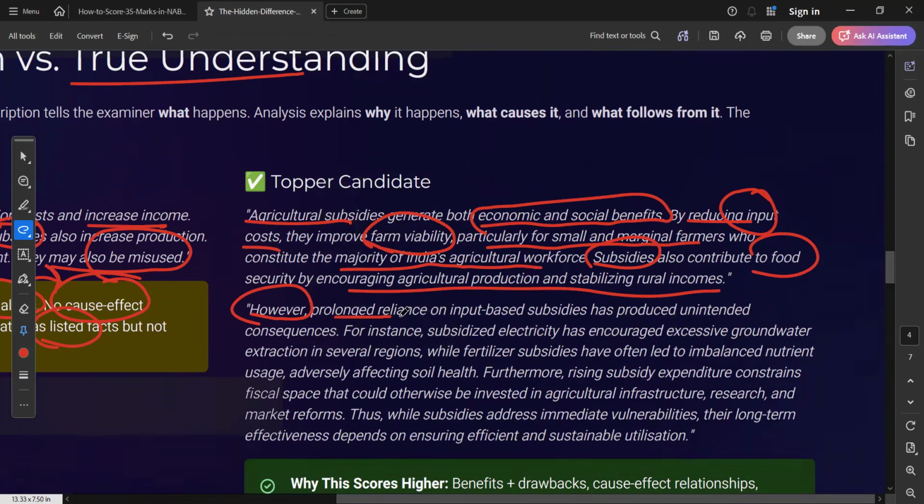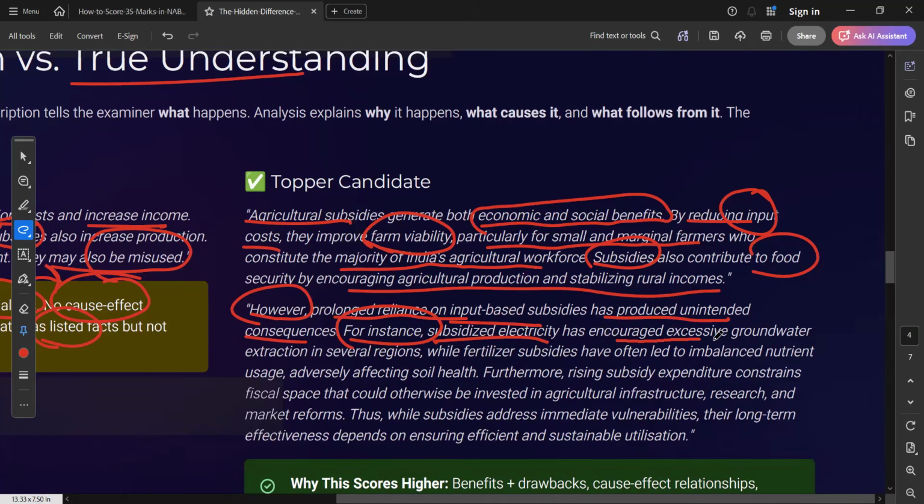However, prolonged reliance on input. See, this is just a mere snippet of how you have to write the point, that is the advantage, and then you can contradict that there are certain issues with it. Or you can go on writing all the advantages, then the disadvantages, and that can also work for you. So, however, prolonged reliance on input-based subsidy has produced unintended consequences. For instance, there are different ways of writing an illustration: for instance, for example. Just use different vocabulary, that will help you a lot to avoid monotony.